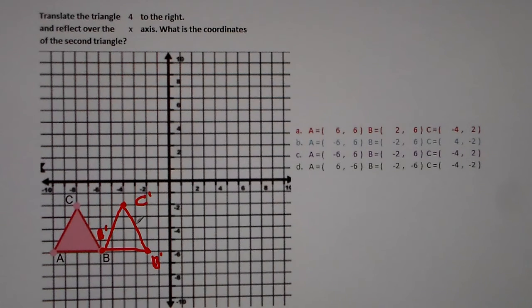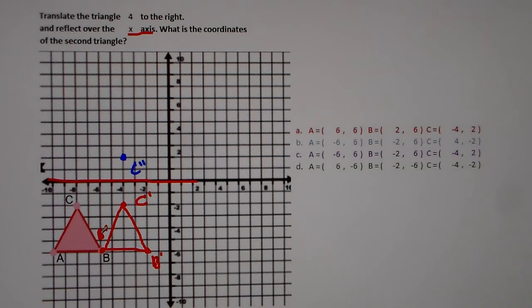We now have to reflect this red triangle over the x-axis. And the x-axis is this axis right here. So we're going to reflect over that, which means we're going to count out how many spaces away our red triangle is from the x-axis. So C prime is 1, 2 away. So the opposite of 2 below the red line is 2 above. So we go 1, 2. That blue dot right there is our C double prime, because it's our second transformation.